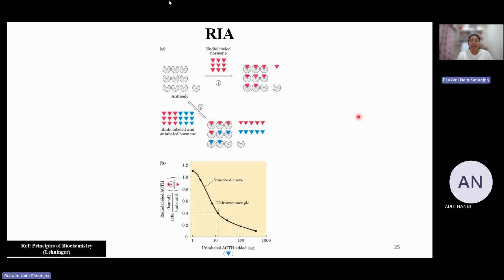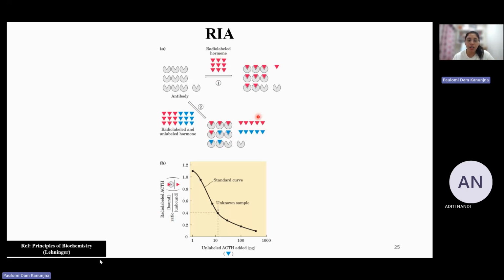RIA is radioactive because it is using radiolabeled hormones, which are the red ones here. The blue ones are unlabeled, and they are binding to the antibody while the reds have been displaced. So after this binding, you check the radioactive levels, and you get to know how much of the radioactive hormone has been removed, and with that, using a standard curve, we get to know how much of the hormone the unknown sample had. This technique is important because it is also what is used in ELISA. It basically uses the principle of competitive exclusion to understand the concentration of one particular entity.